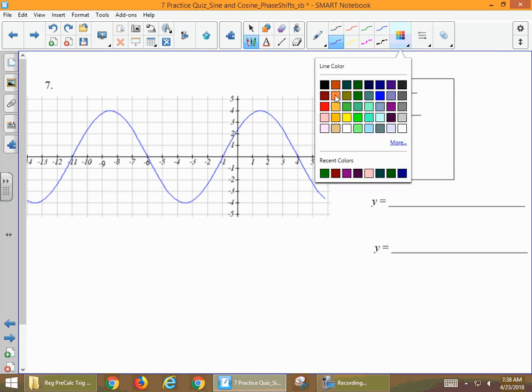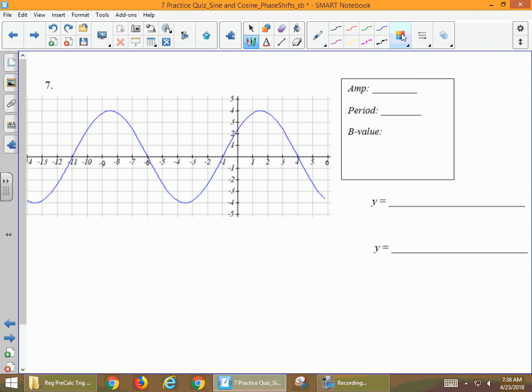This is a little bit of an extension. I wouldn't expect you to have to write a phase shift for both for your first equation, but you may have to do it by the time we get to the unit test.